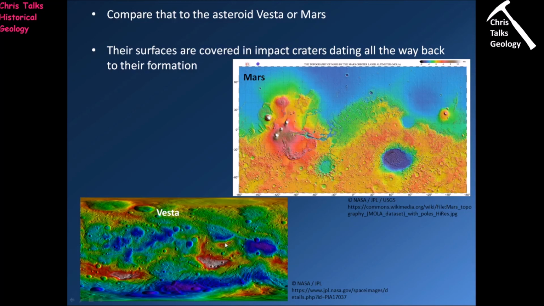This is an asteroid, one of the larger asteroids in the asteroid belt called Vesta, and once again you can see all of these impact craters. So we know that all the other planets in the solar system and satellites and asteroids are covered in impact craters. Now we know that Earth isn't, because Earth is an active system. The crust is constantly being recycled.